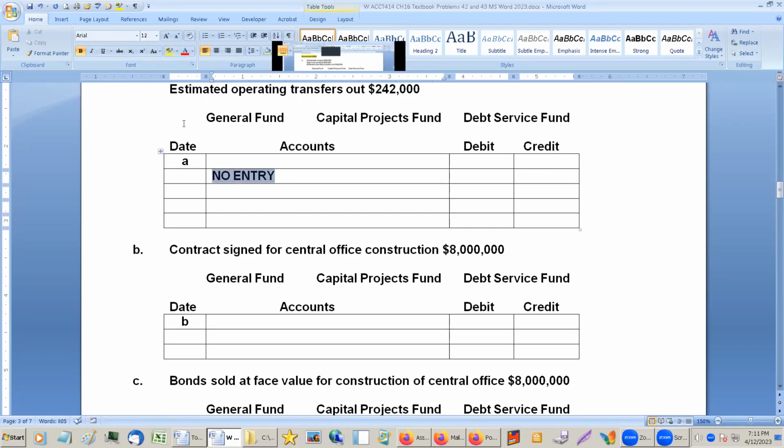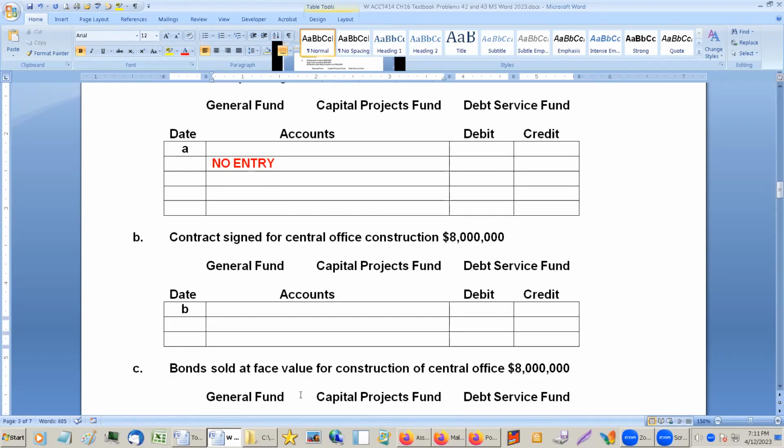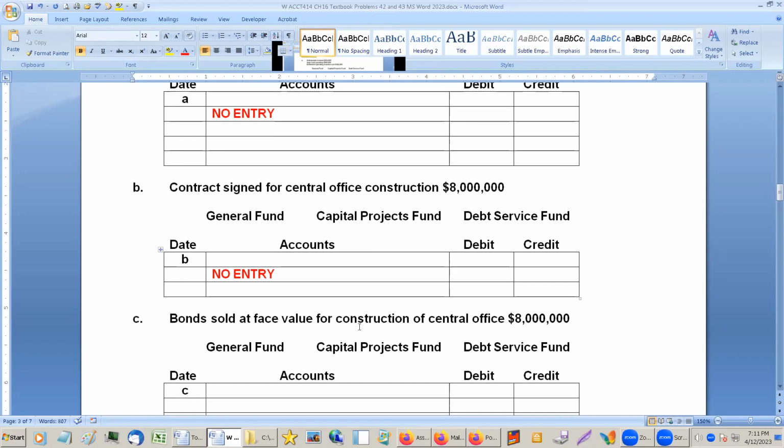Okay, so no entry. Signed a contract. No entry. I'm liking this way better already. Yeah, no entry. We don't use budget accounts.